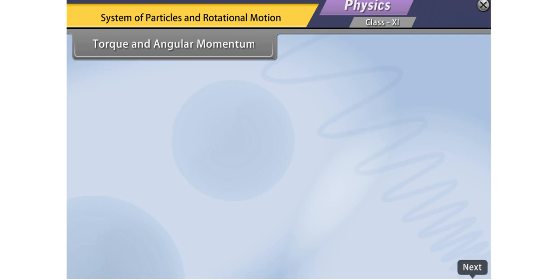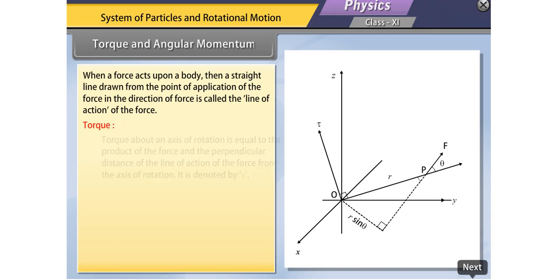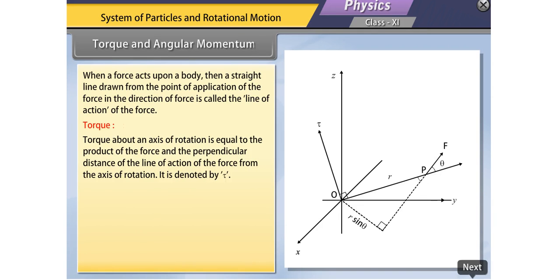Torque and angular momentum. When a force acts upon a body, then a straight line drawn from the point of application of the force in the direction of force is called the line of action of the force. Torque about an axis of rotation is equal to the product of the force and the perpendicular distance of the line of action of the force from the axis of rotation. It is denoted by tau. Tau vector is equal to the product of F vector and R vector.